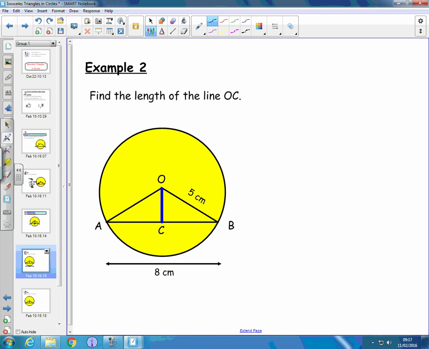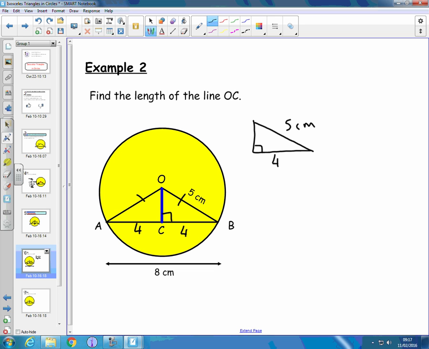So example 2, find the length of the line OC. So we've got a right angle triangle. Now the first thing I would suggest you do is draw out a separate wee right angle triangle there. Now we know the hypotenuse is 5 centimetres, and this is a right angle using the property mentioned before. Because this is an isosceles triangle, the base is cut in half. So if the whole base is 8, then this wee bit and this wee bit must both be 4.